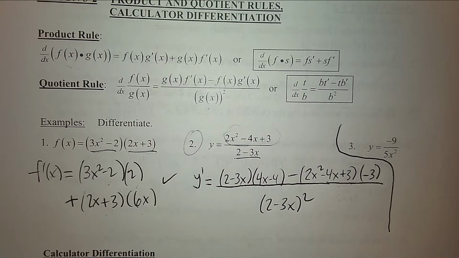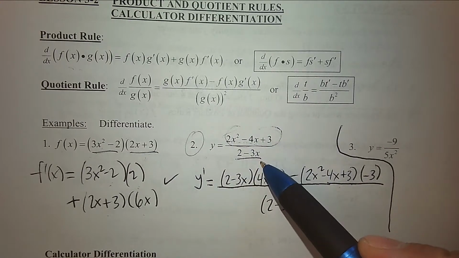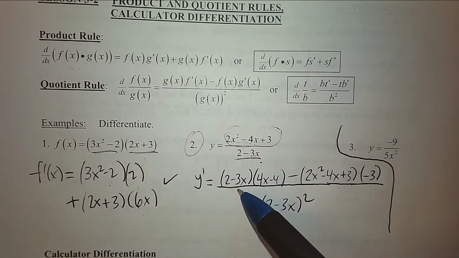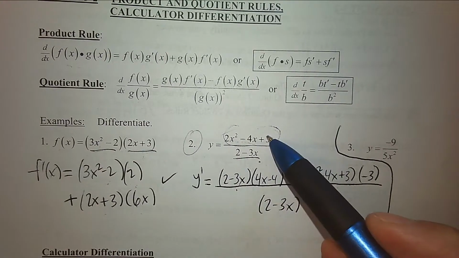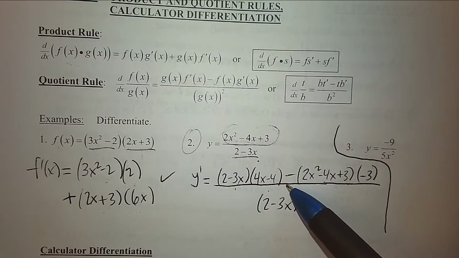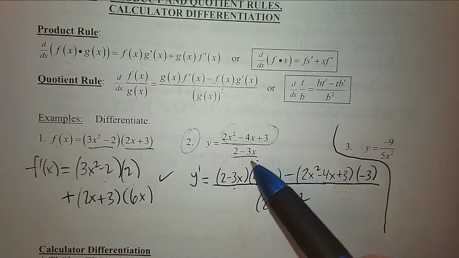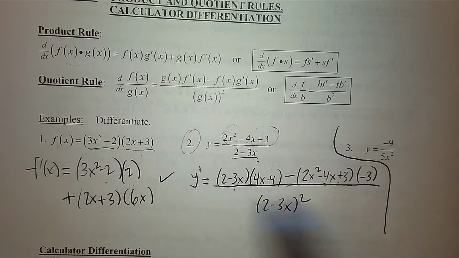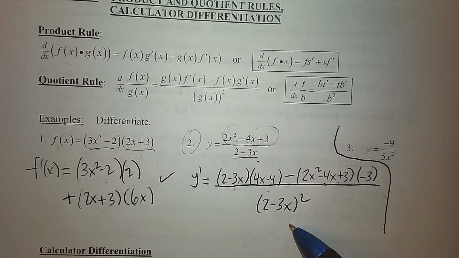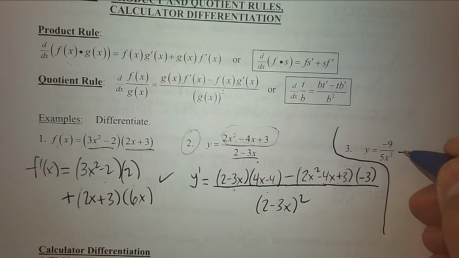So can I go over it again, number 2? Do you recognize what's on top and what's on the bottom? The rule is bottom times the derivative of the top, subtract the top times the derivative of the bottom, all over the bottom squared. That's the rule. You just got to practice.